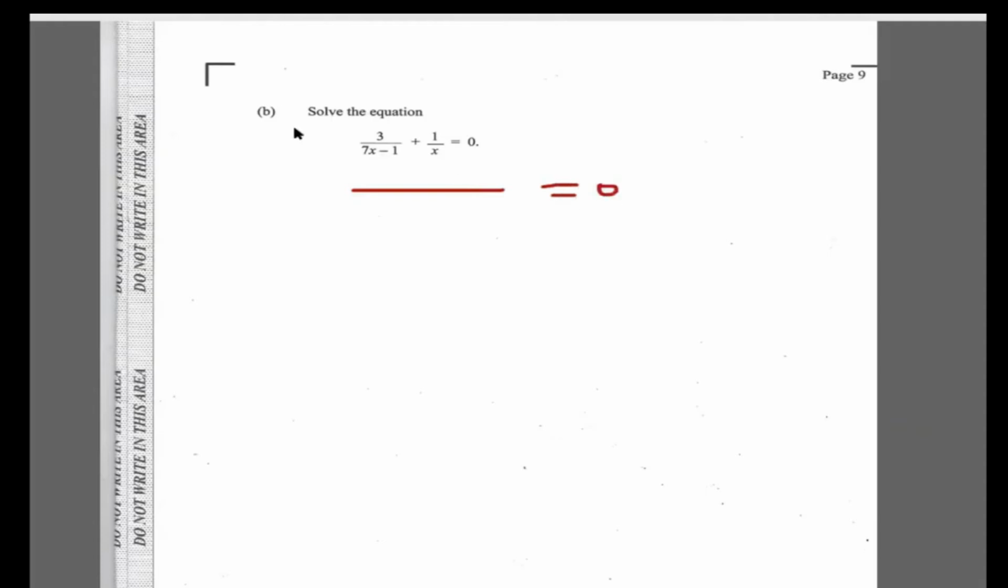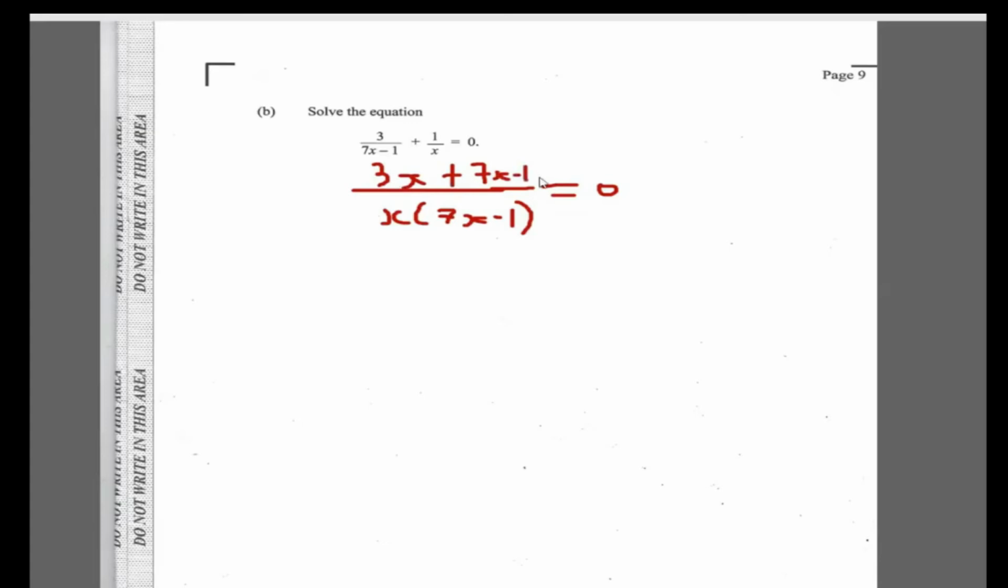So I'm going to find the LCM. The LCM of 7x minus 1 plus 1 over x is going to be x times 7x minus 1. I love to do that. Write it as one fraction. When you write it as one fraction, it makes it so much easier. And then we're going to say 7x minus 1 into the denominator leaves x. So then it's 3 times x, which is 3x, plus, now x into this is going to leave 7x minus 1. And 7x minus 1 times 1 is just 7x minus 1.